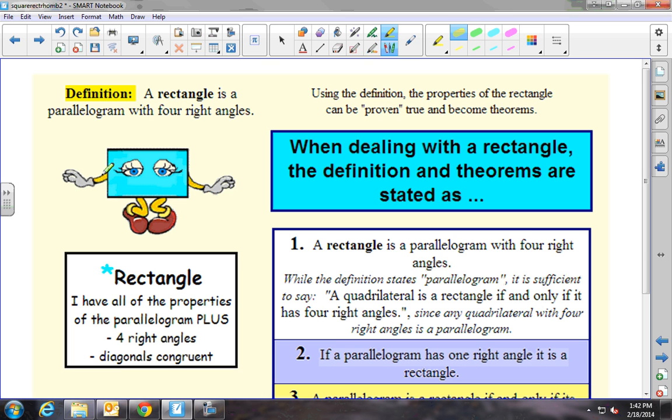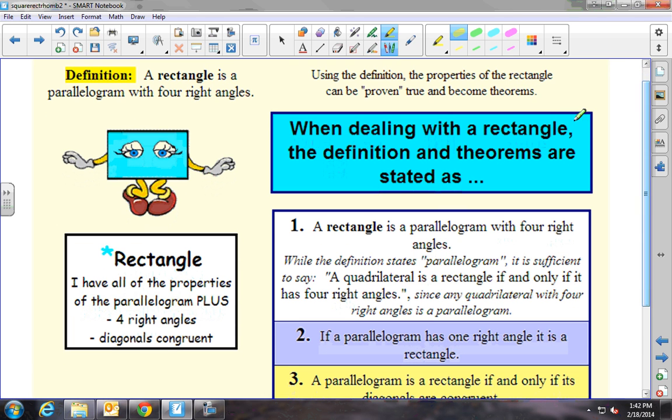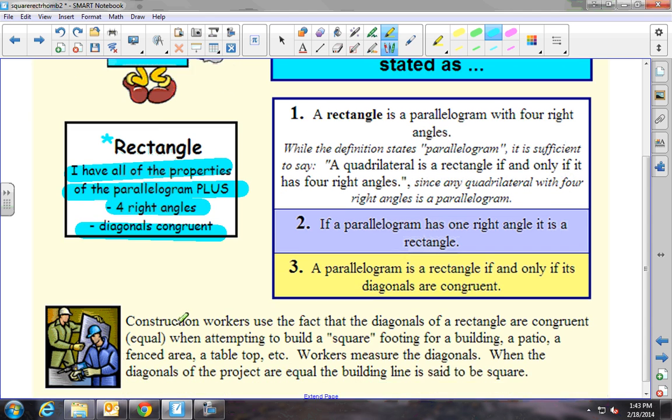This goes on further to tell us what is different about a rectangle. What I particularly like here is this box. All the properties of a parallelogram plus four right angles, and the diagonals are congruent. Okay, so if you just get this box down, that will be enough.